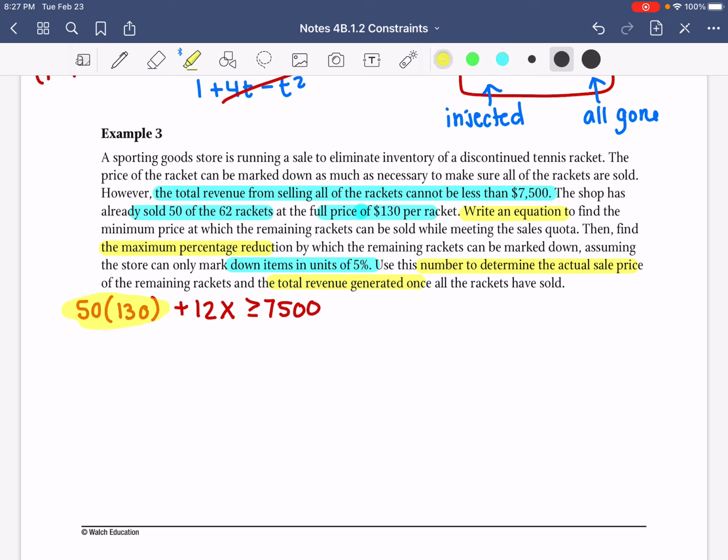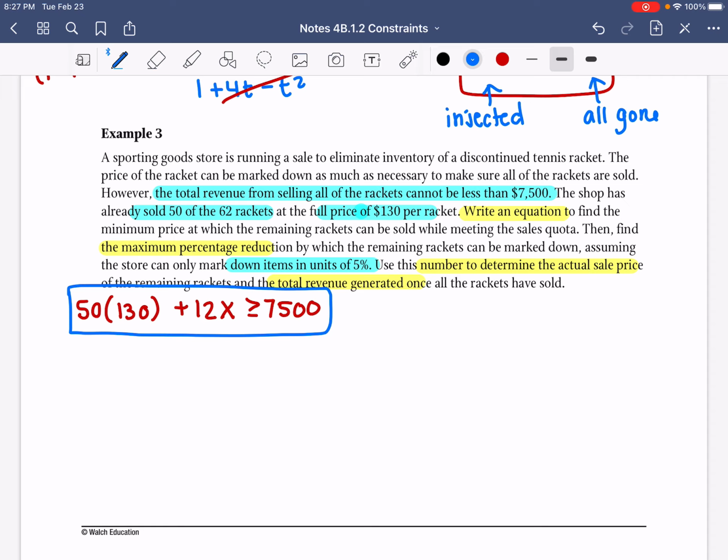So these are the rackets that are already sold. These are the rackets we have left. We have to figure out how much we can sell them for, and we know that we have to make more than $7,500 in revenue. All right, let's go ahead and solve this now. That's the first part, writing an equation. Now we're going to solve it.